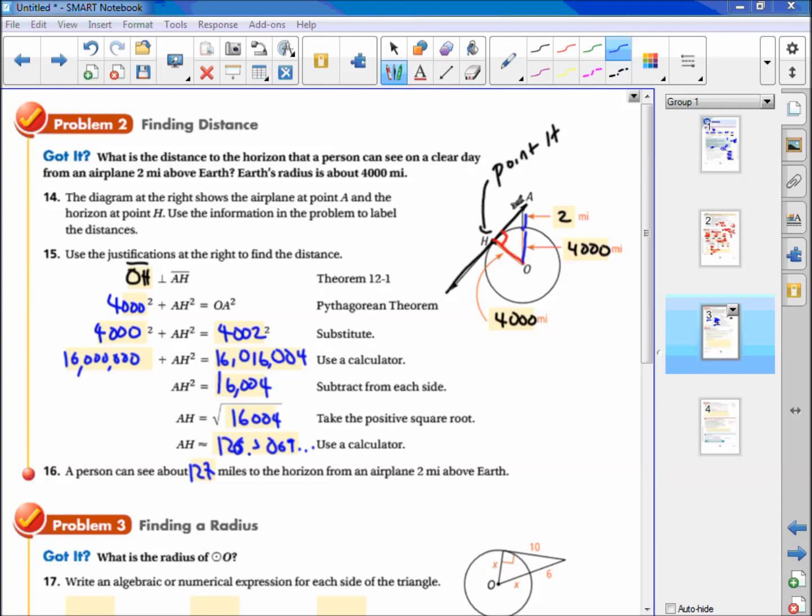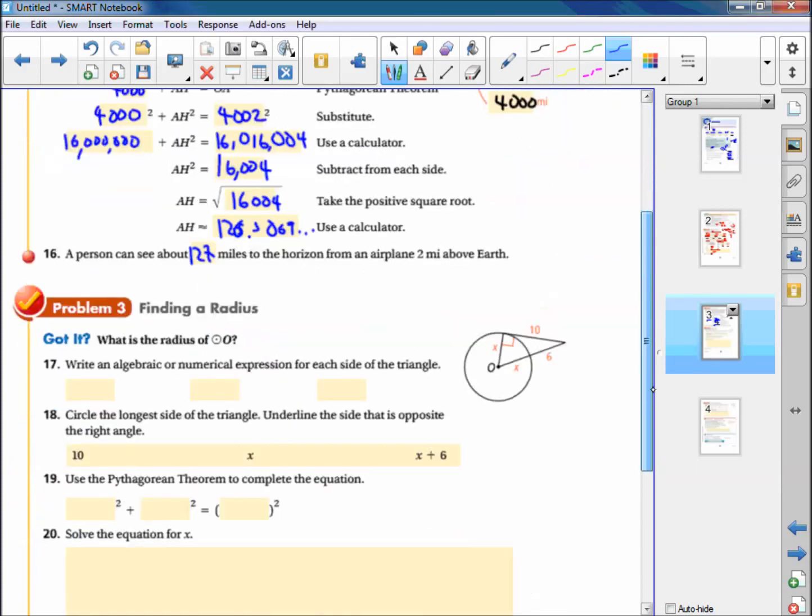the Earth. So where is that 127? That 127 is this distance from the Earth where it starts to bend around, we can't see around the edge of it, to the airplane. So if you're 2 miles above the Earth, you can see 127 miles in one direction.